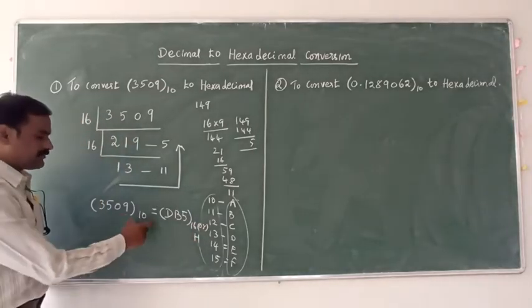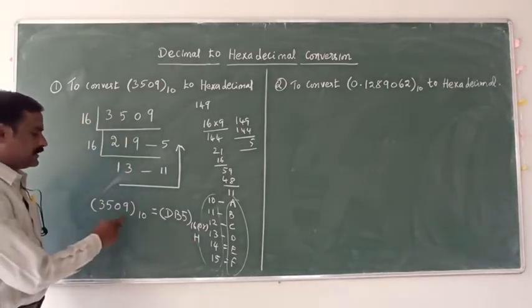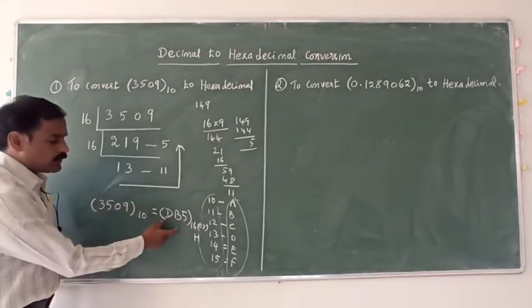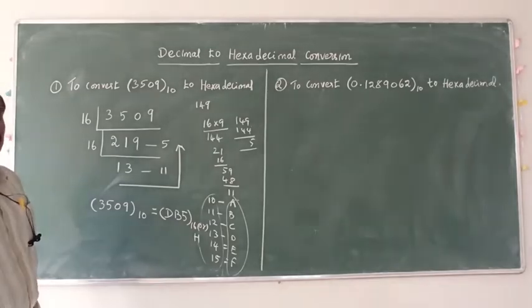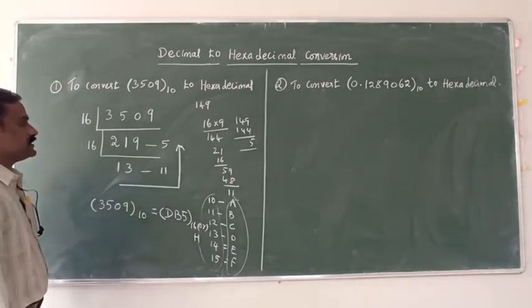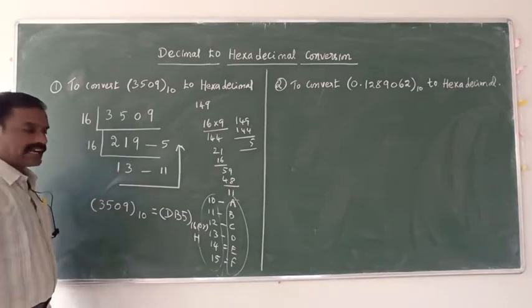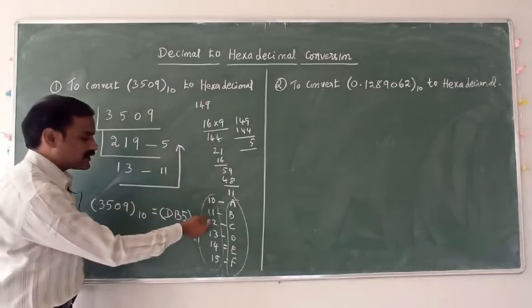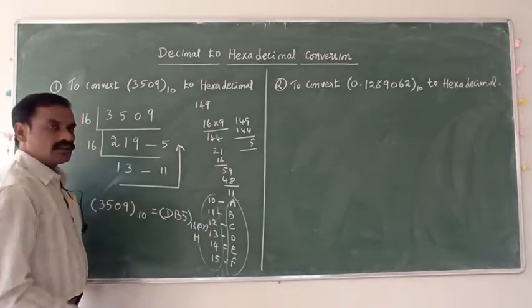This is the format to convert a given decimal number to hexadecimal code conversion. Divide by 16, and then the resulting decimal number you have to convert into hexadecimal.